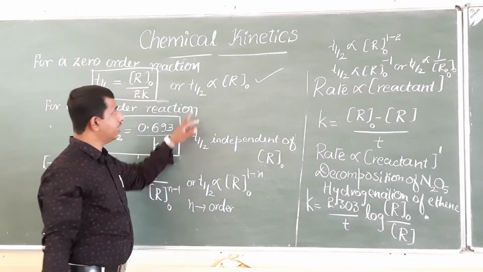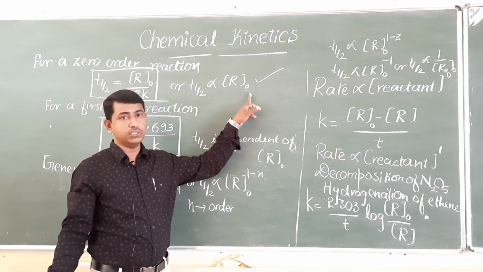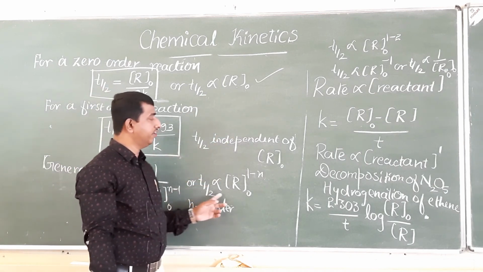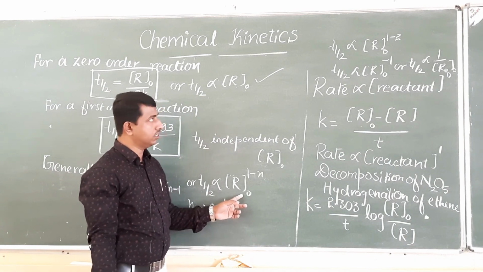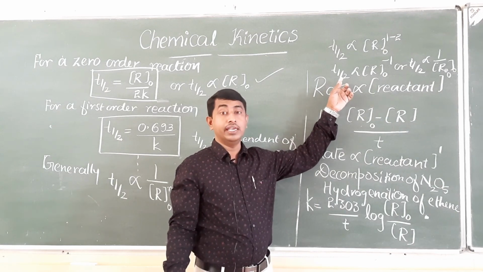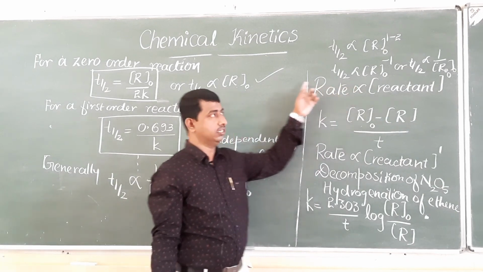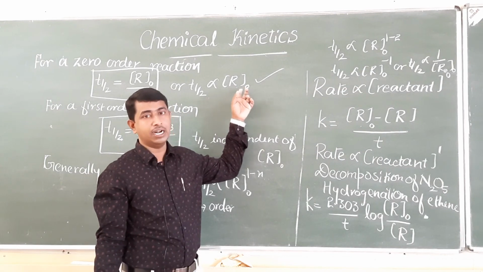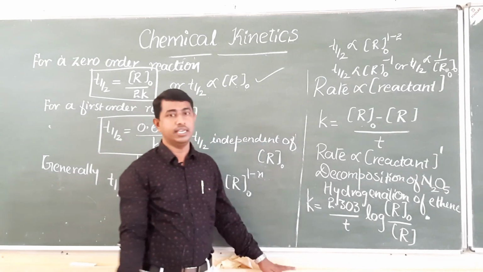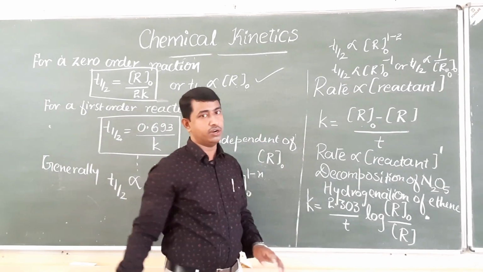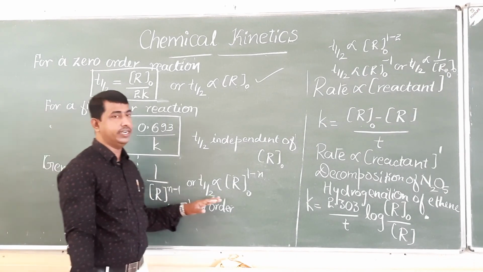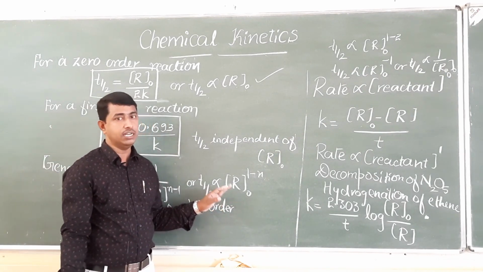So, for a zero order reaction, it is directly proportional to R naught, that is initial concentration. For a first order reaction, T half is independent of initial concentration. For a second order reaction, half-life period is inversely proportional to initial concentration. But for a first order reaction, half-life period is independent of initial concentration.